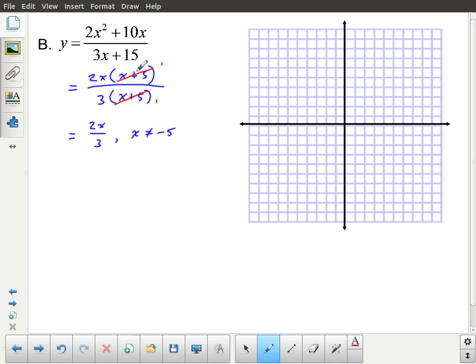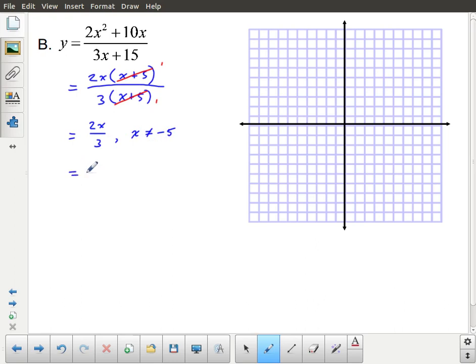You see, from this original expression, to go from here to here is not true. This 2x squared plus 10x over 3x plus 15 is not the same as 2x over 3 unless you include the restriction. These things are only equivalent to each other if the restriction is included. And so now, from there, we can graph this.